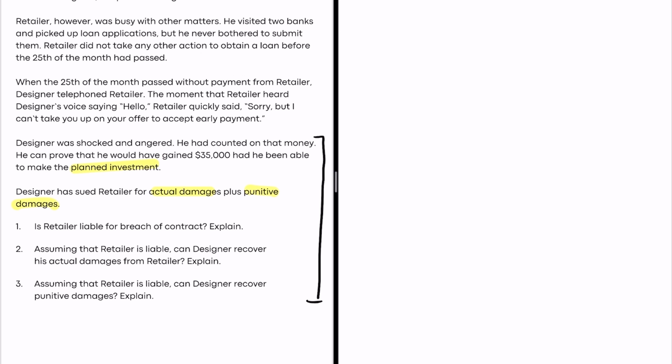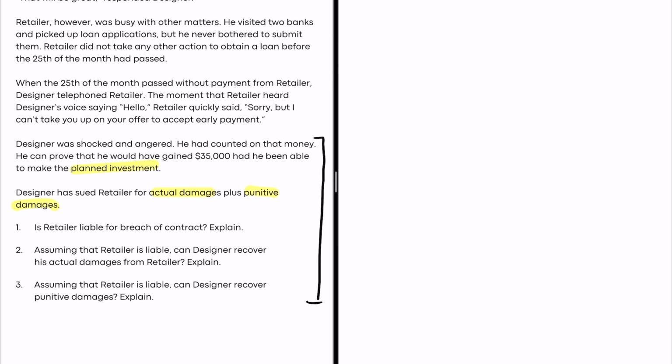So a lot to unpack here from this call of the question. We clearly have a contracts question. It looks like designer here was promised some money. He's counting on that money, and he was going to use that money to make an investment. It looks like that was going to be a really successful investment for him. But we're assuming here, because he's suing retailer, he never got that money, so he was unable to make the investment. So he missed out on this $35,000 opportunity. This is kind of my takeaway from the call of the question. So he's suing for breach of contract, which is going to be number one.